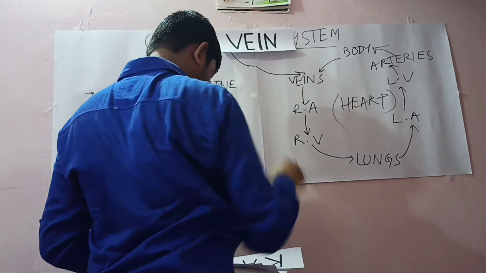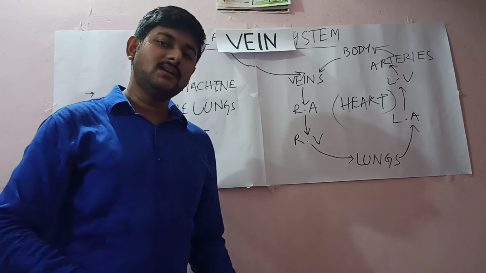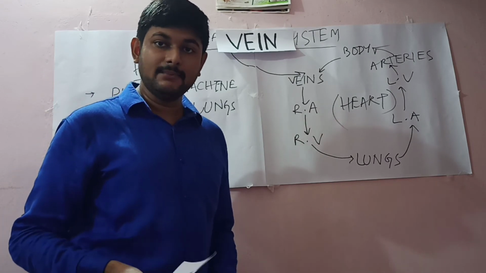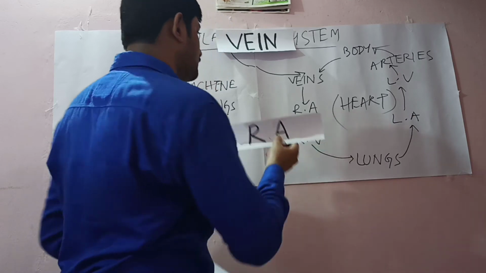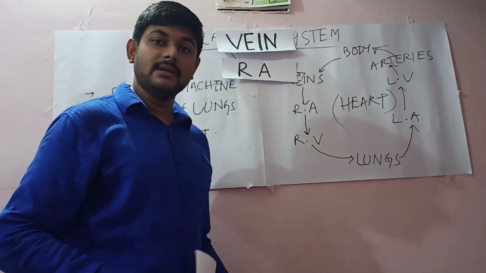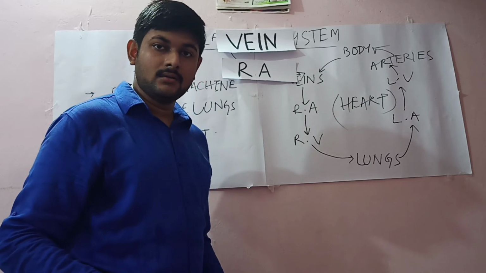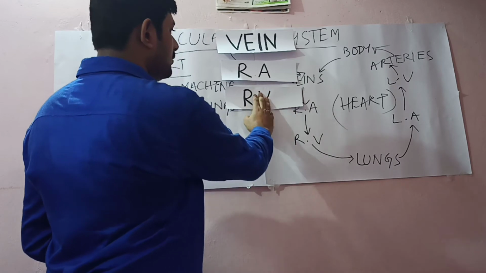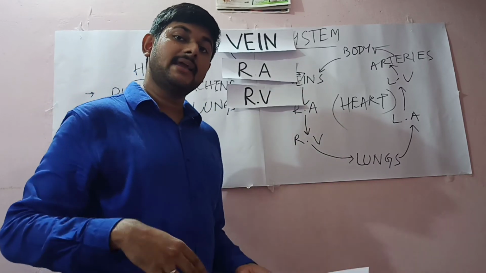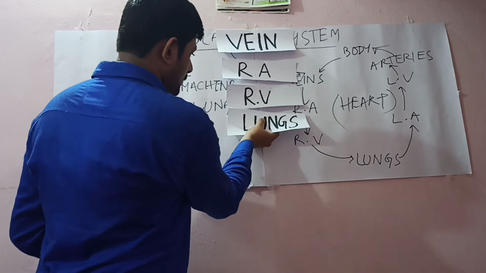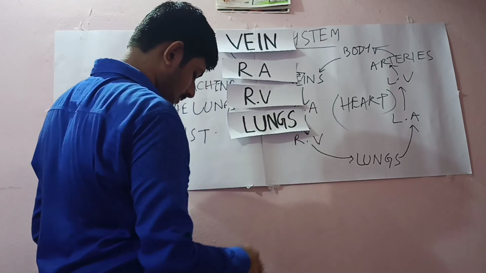First the veins. From veins, it enters the heart through the entry point, which I have already discussed, called the right atrium. So put it here. From the right atrium, it enters another chamber of the heart called the right ventricle. From the right ventricle, it is transported to where? The lungs. Okay, put it here.